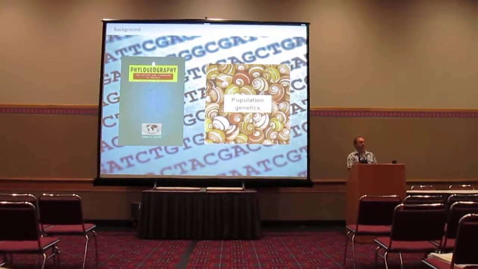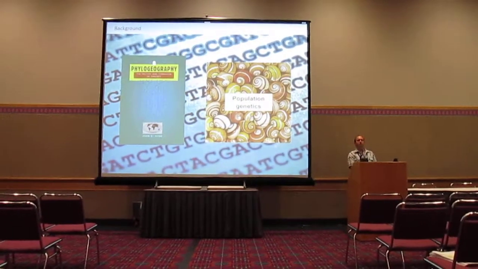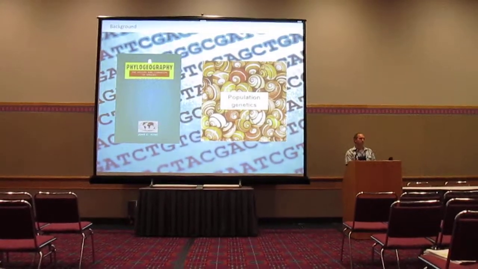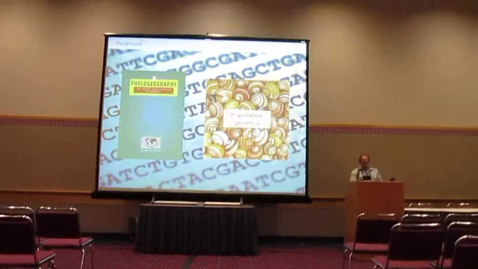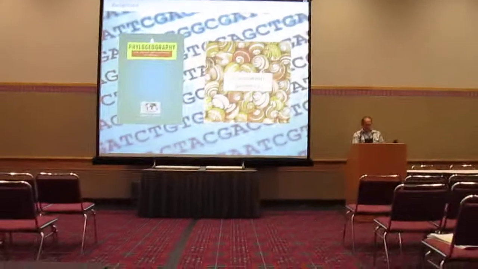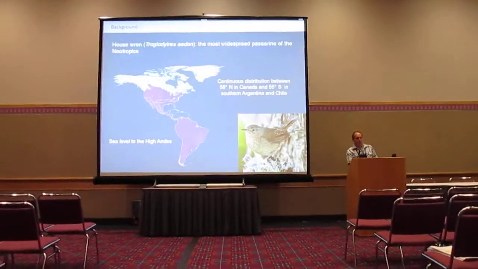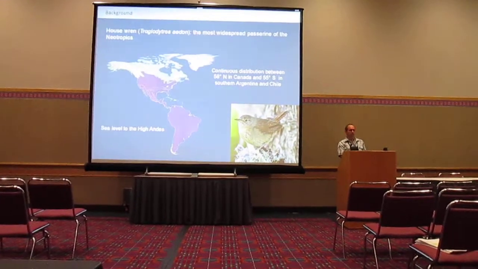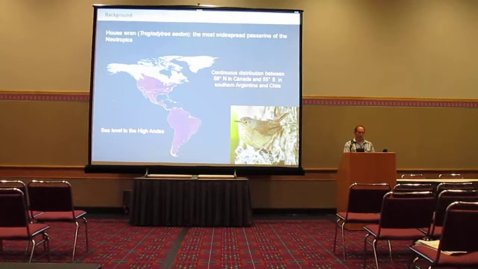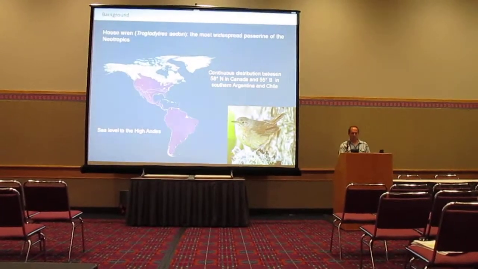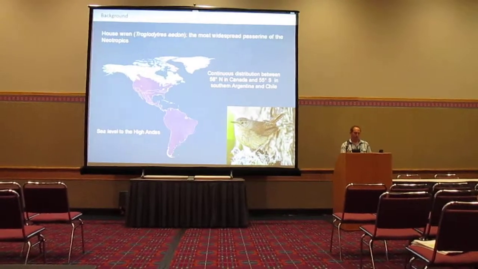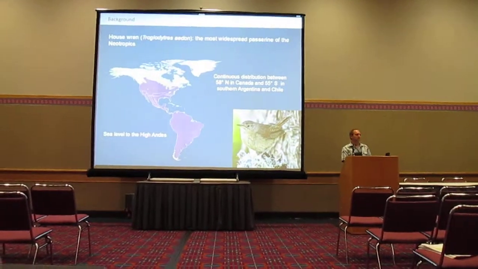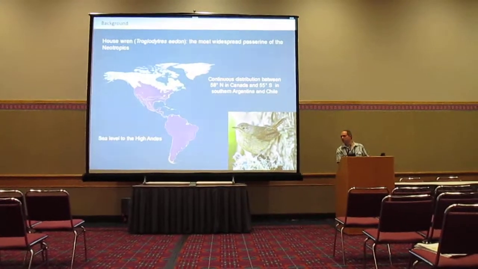Sometimes we will be able to find differentiation at the intraspecific level or among closely related species that we won't find with different sources of information. And this is particularly true, for example, in the house wren. This species is the most widespread passerine in the neotropics. You can find it from Canada at 58 degrees north, all the way to southern Argentina and Chile at 55 degrees south. And in addition, it is present both at low altitudes and at the high Andes, so it's virtually everywhere in the American continent.